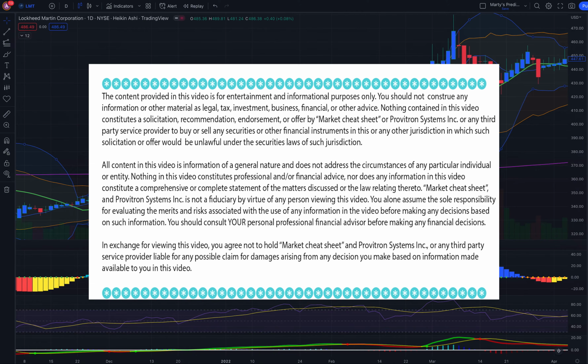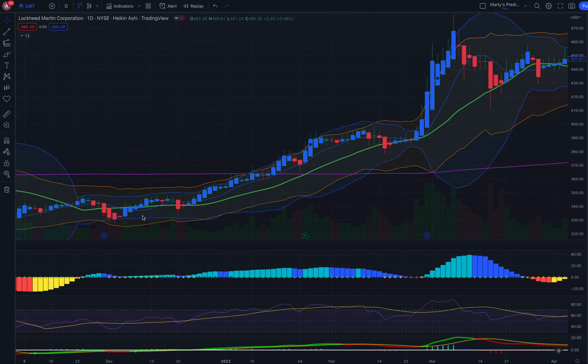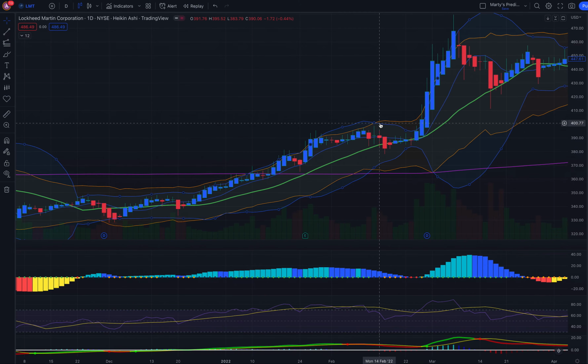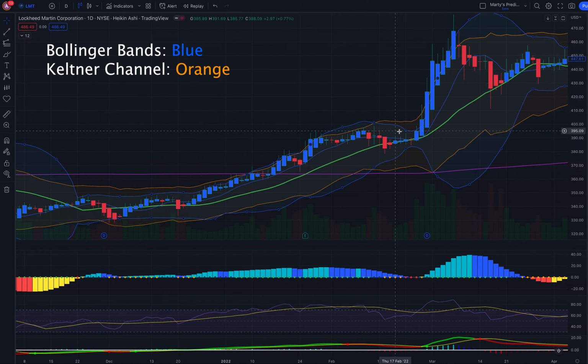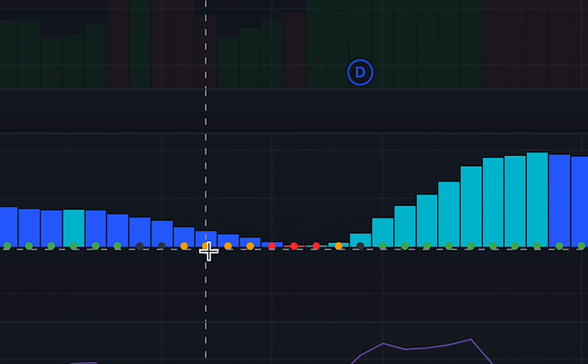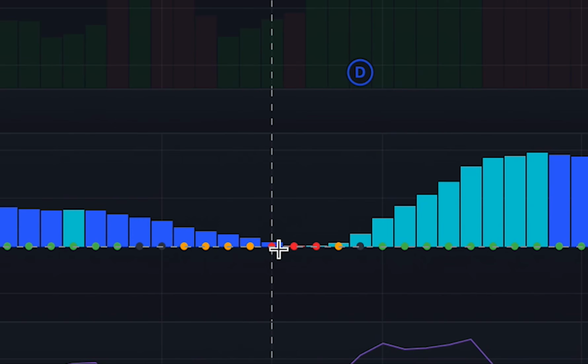Before we get into how I use the TTM Squeeze for my own personal trading, let's discuss what the TTM Squeeze is. The TTM Squeeze indicates when the Bollinger Bands are wholly inside of the Keltner channel. And as you can see, you can have a light squeeze or a tight squeeze. The indicator I use does indicate a difference between the two, with a light squeeze being these light orange dots and a tight squeeze being these red dots.